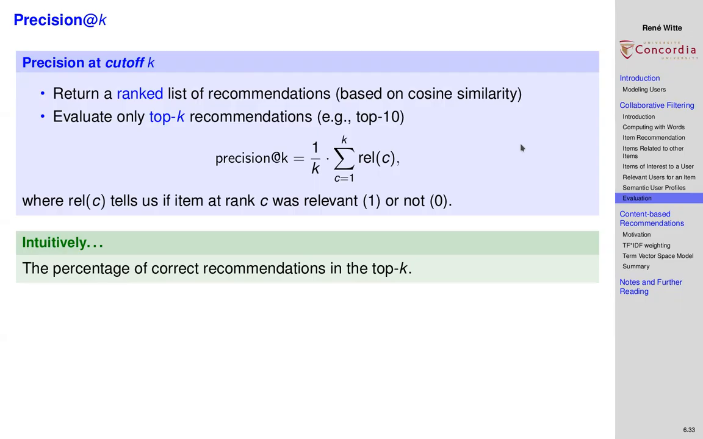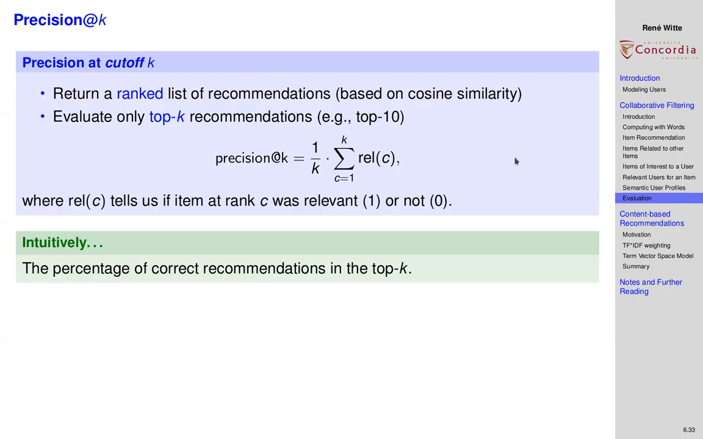We don't just give a set of 10 elements. We say this is number 1, 2, 3, 4, 5, 10. Just like in a ranked list of search results, for example. And now we limit our evaluation to the top k results. So a typical example could be the top 10.